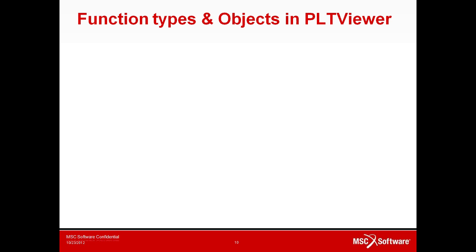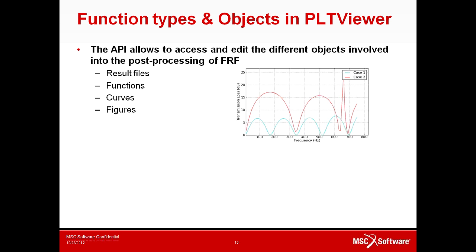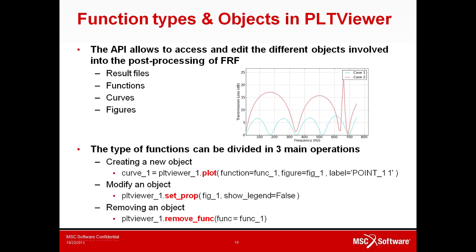For post-processing frequency response functions within the PLTViewer, the number of objects that can be accessed and functions within the API are much more restrained. When importing a result file, the selected results are imported and become an object that can be referenced. To plot curves of various results, functions have to be created and defined. These can then be plotted to curves and on figures. These three objects and their properties can be created and edited.